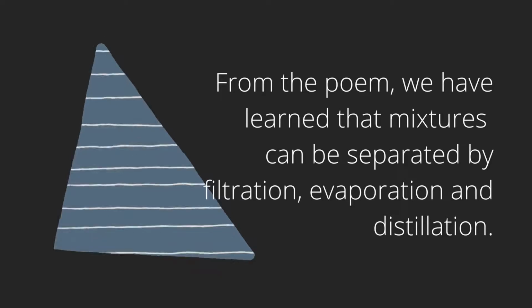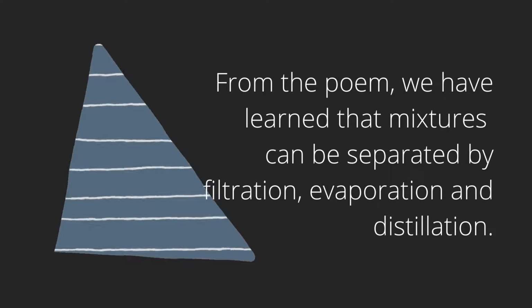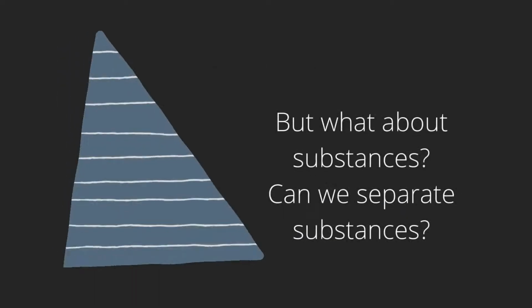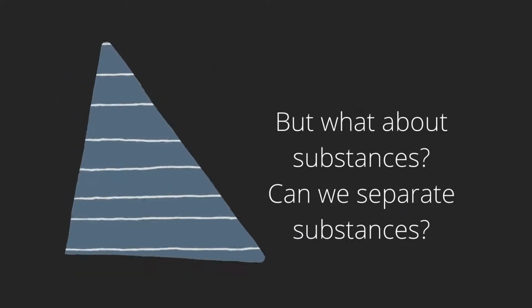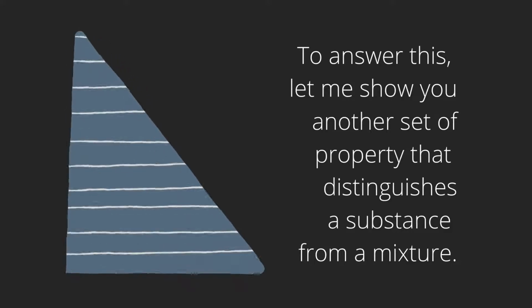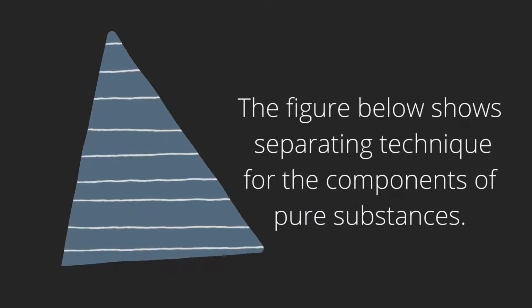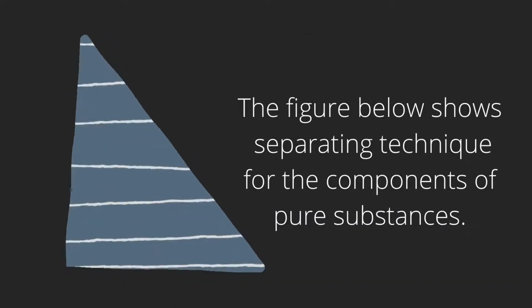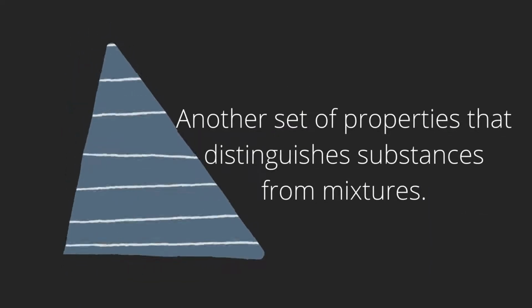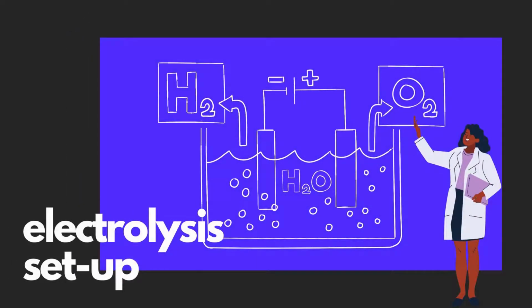From the poem, we have learned that mixtures can be separated by filtration, evaporation, and distillation. But what about substances? Can we separate substances? To answer this, let me show you another set of properties that distinguishes a substance from a mixture. The figure below shows the separating technique for the components of pure substances.